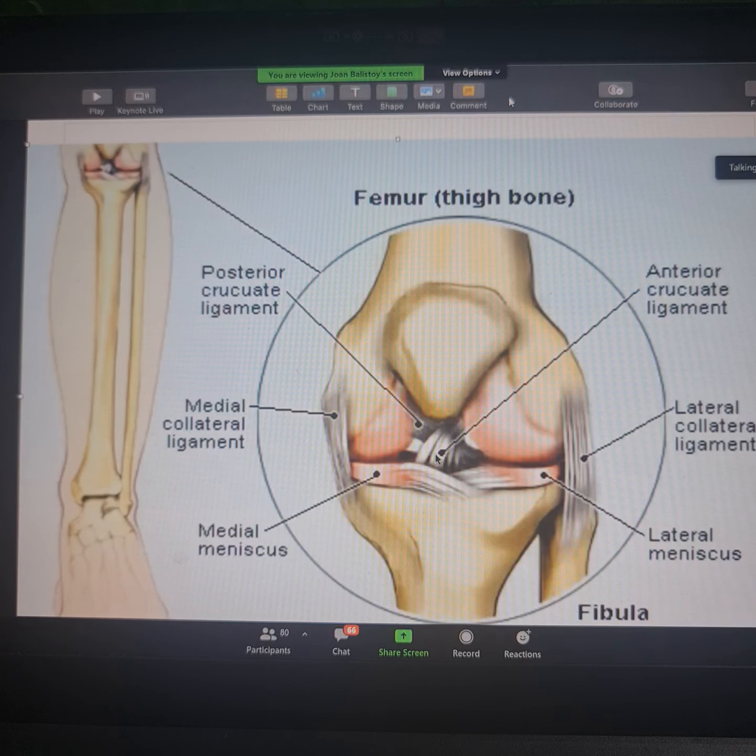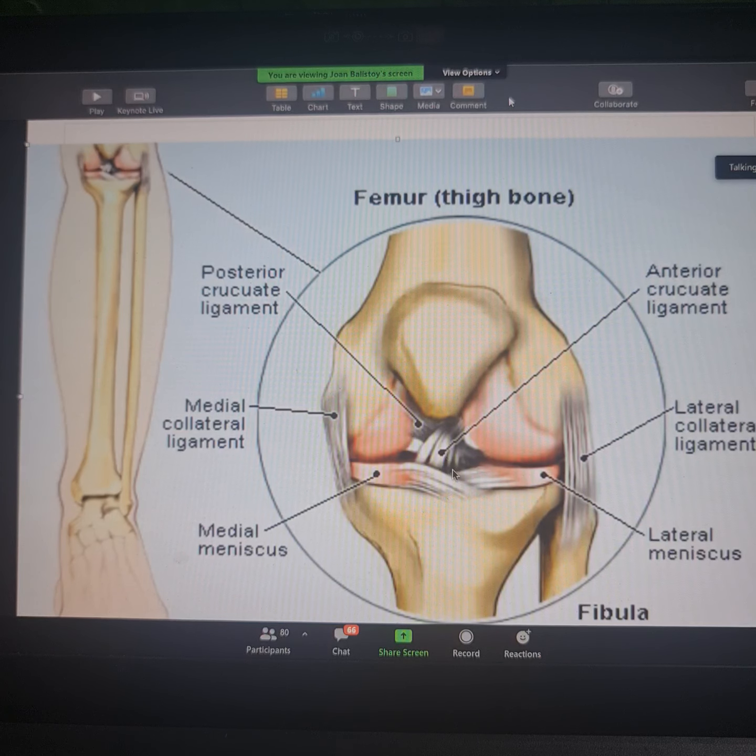Anterior is coming from the anterior side, going to the back side. So that is your anterior cruciate ligament. The posterior cruciate is coming from the back. So that's why you cannot see it here. If you see the patella, the ligament that is at the middle is the anterior cruciate ligament. If you don't see the patella, then the ligament that you can see is the posterior cruciate ligament.